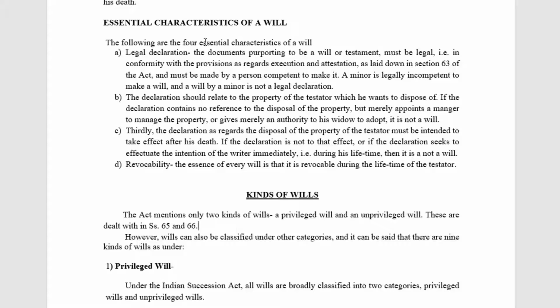So here there is a provision with regard to who can make a will, that means what are the conditions for making a will. This is the common thing we can see. And here under section 63, the conditions have been laid down with regard to a valid will. So the first aspect is that there should be a testator, there should be a legal declaration, and the other aspect is that the declaration should relate to property. There should be the existence of the property.